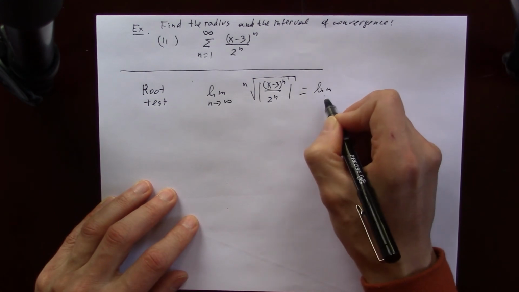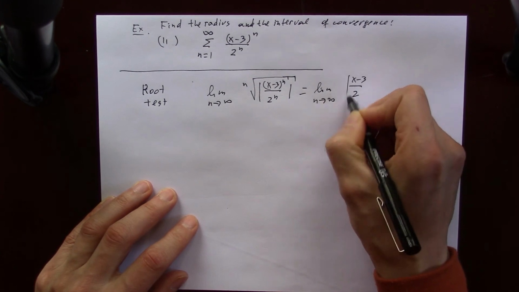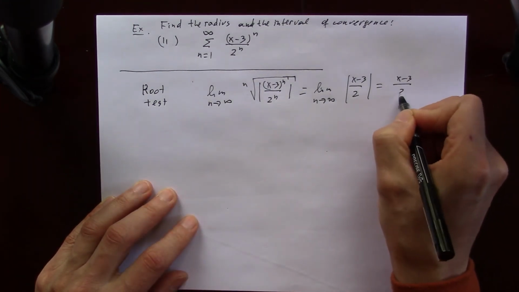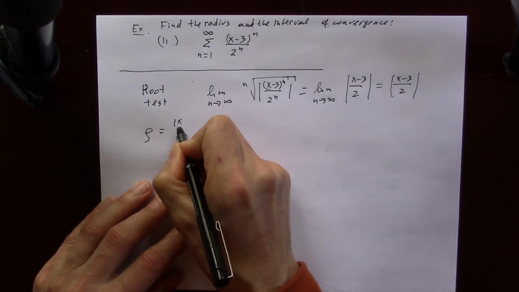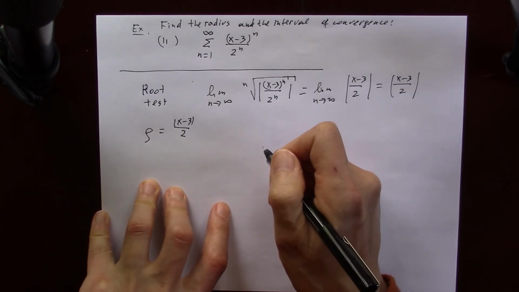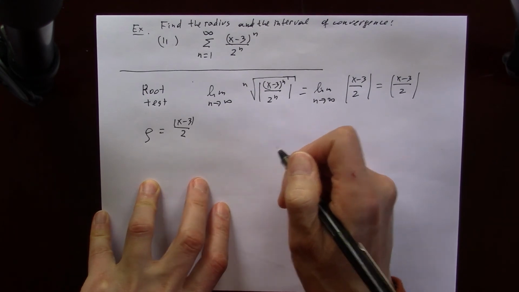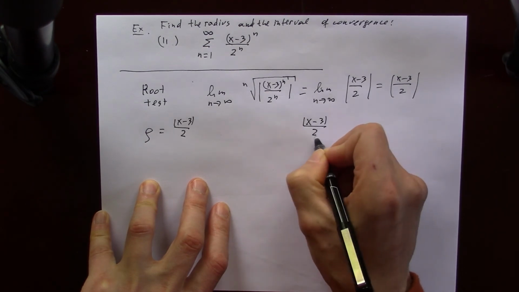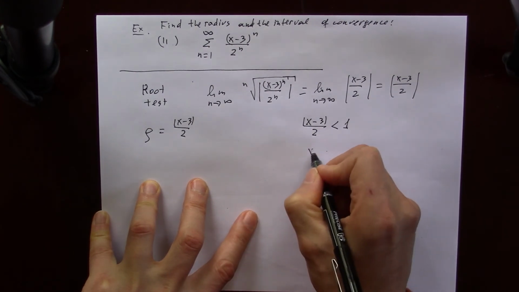So we're going to get the limit as n approaches infinity of (x minus 3) over 2. So we get the absolute value of (x minus 3) over 2, so rho equals the absolute value of (x minus 3) over 2. Now we want to figure out where rho is bigger than 1 and where rho is less than 1. So we want to figure out when the absolute value of (x minus 3) over 2, which is rho, is less than 1. So multiply both sides by 2.